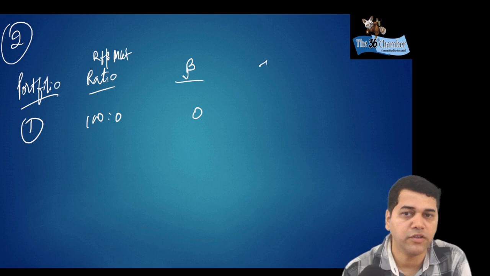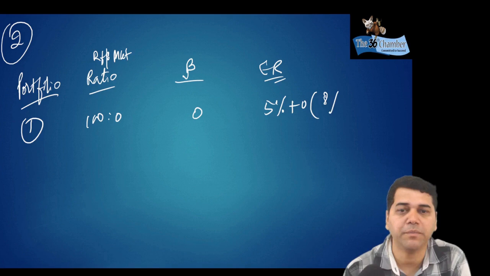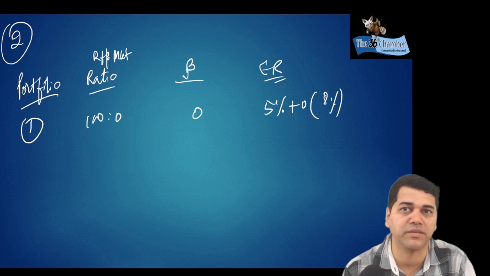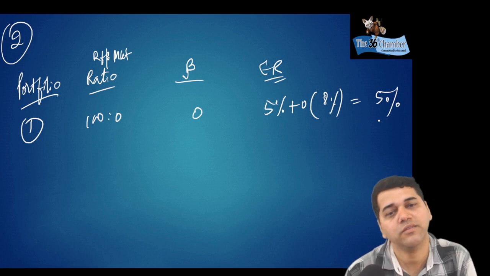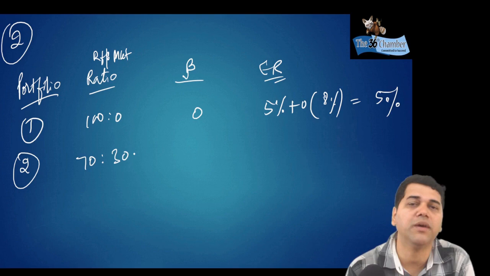So what is your expected return? It is 5% plus 0 times MRP of 8%. Okay, it's not a percentage, huh? Don't multiply it as a percentage. It means a number only. We are just showing you the number as a percentage. This gives me 5%. That means if you are investing 100% in risk-free, what you can expect is only the risk-free. Will anybody give you more than risk-free? No. Second, if you invest 70 in risk-free, 30 in market, what is your beta?